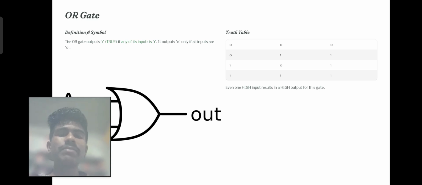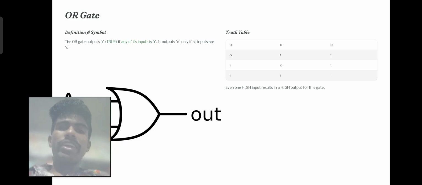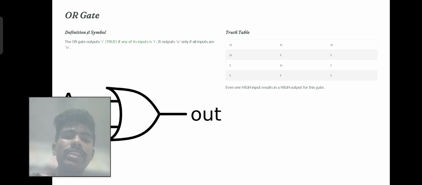The logic symbol and truth table of the two-input OR gate are shown above. The symbol of the OR operation is plus, with the input variables to the OR gate represented by A, B, C. The Boolean expression for the output can be written as x is equal to A plus B plus C and so on. This is read as x is equal to A or B or C and so on.